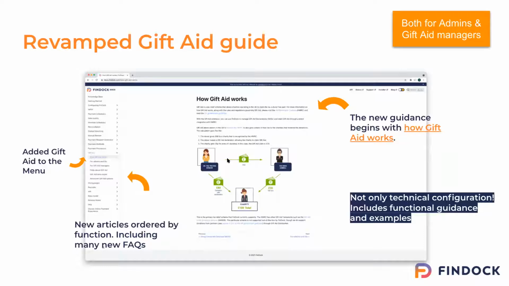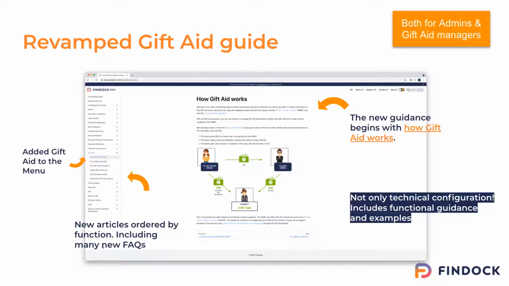Now, we want to highlight several other enhancements or bug fixes we made in the last month. And the first one is, last week we published our new Gift Aid guide, and it's a completely revamped Gift Aid guide where we took all the technical documentation we already had and we have rewritten it on our documentation website. But we've not only rewritten the technical part, we have added for the first time a lot of functional guidance and examples to it as well.